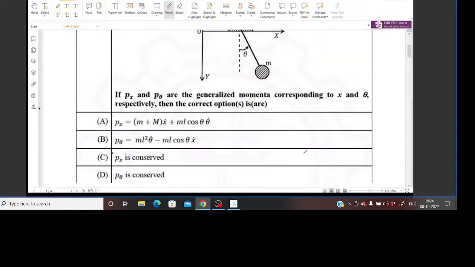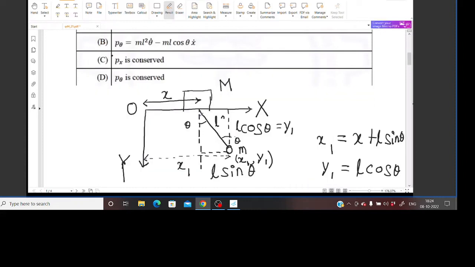Let's solve this question. The length of the string is small l and it is at an angle theta with respect to the vertical direction. In the Cartesian coordinate, the mass small m is at position x1, y1.